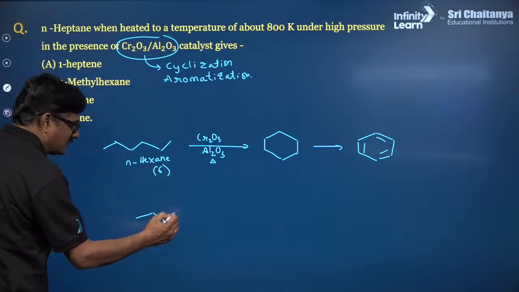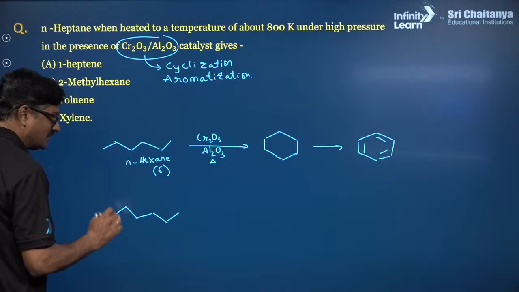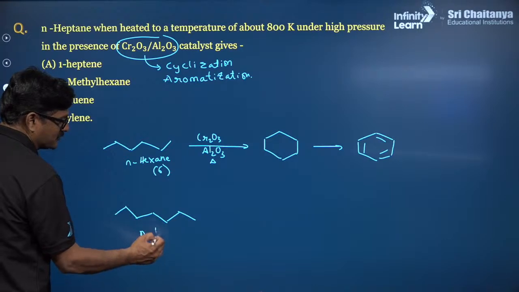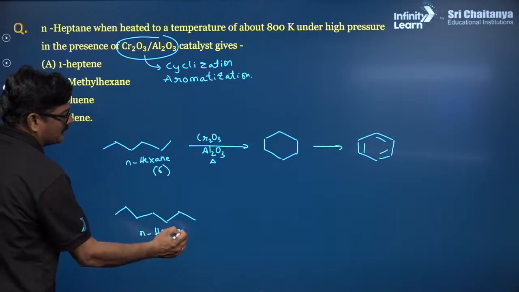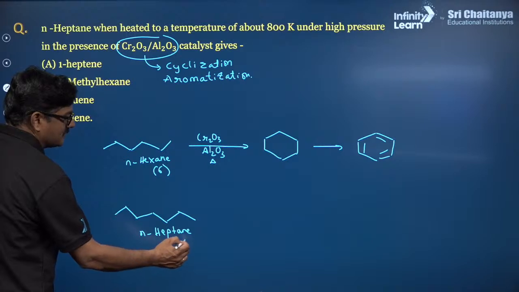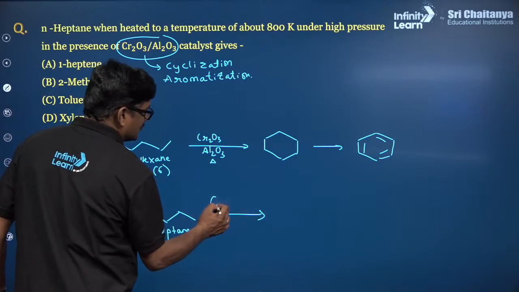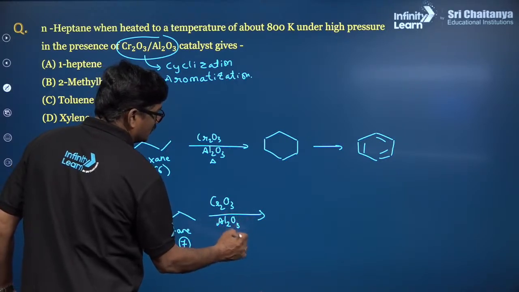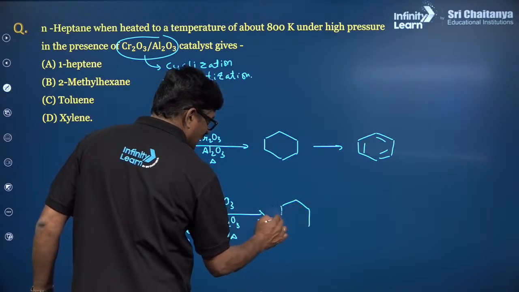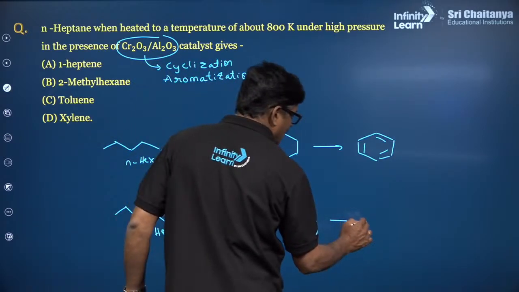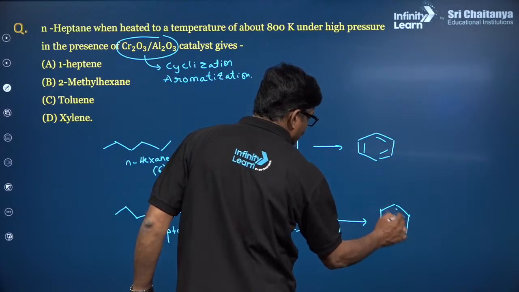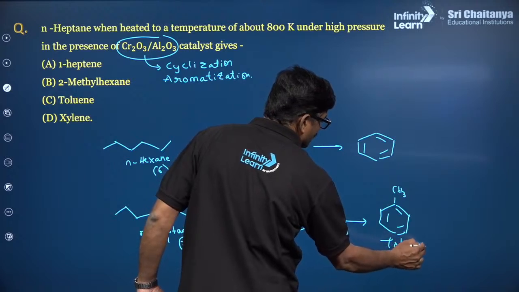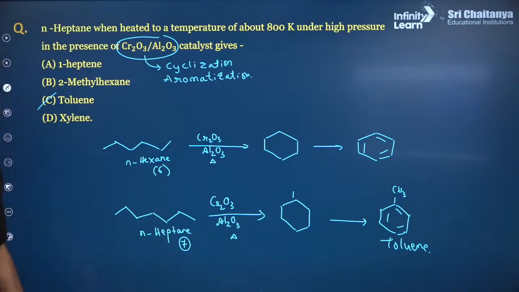Fine. And C6 contains 6 carbons. If it contains 7 carbons, this gives the priority for stability. So it is n-heptane, and it is going to have 7 carbon atoms. When it is treated with Cr2O3 and Al2O3 and you heat it, you are going to get methyl cyclohexane. Further, it is aromatized, and it is going to give you methyl benzene, otherwise called toluene. Answer C is the answer.